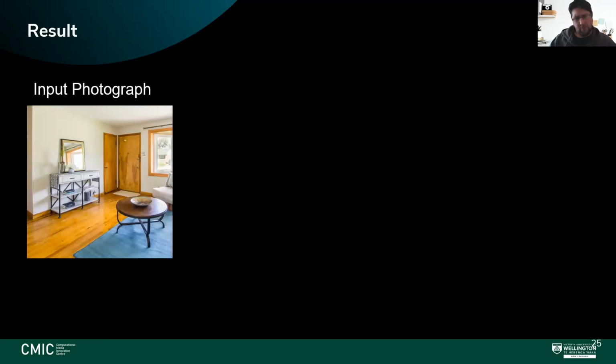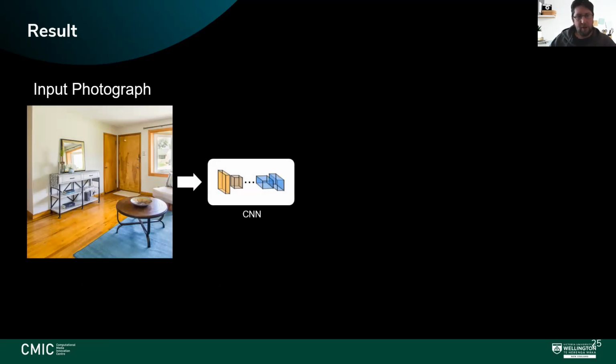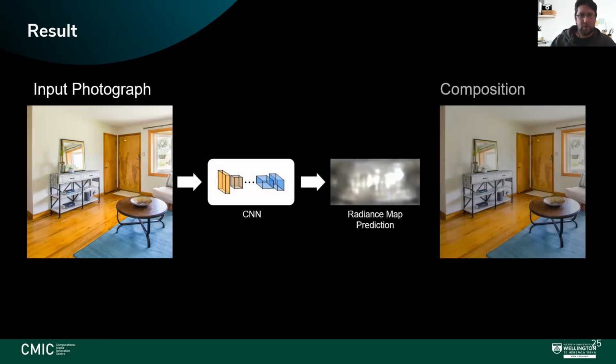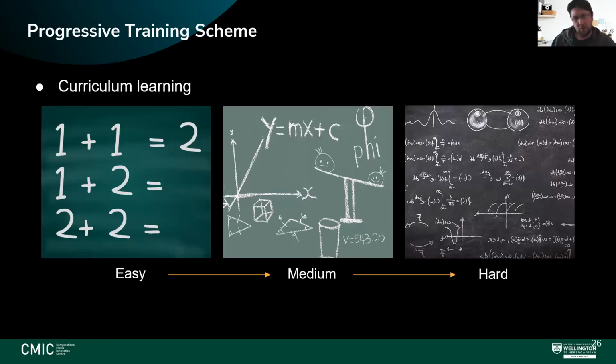And so the result for this basic network is, we've got this input photograph, we've trained the network, we can predict the radiance map, and then composite a teapot with that light source. We can get okay results with that, and this is what the prior work had done. But we've improved it in a few ways. First, we've introduced what we call a progressive training scheme, and the concept behind it is called curriculum learning.